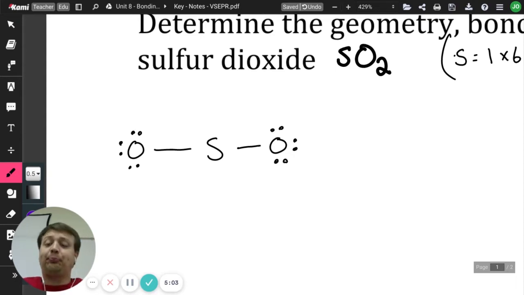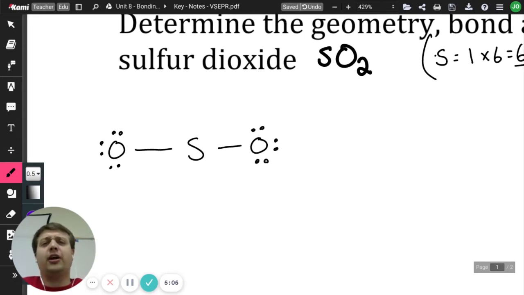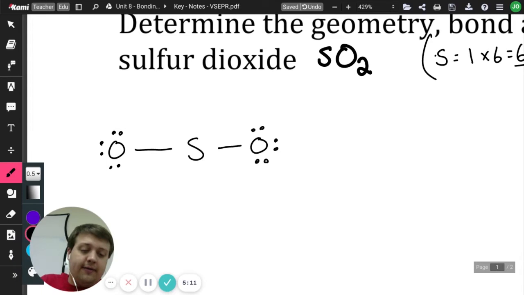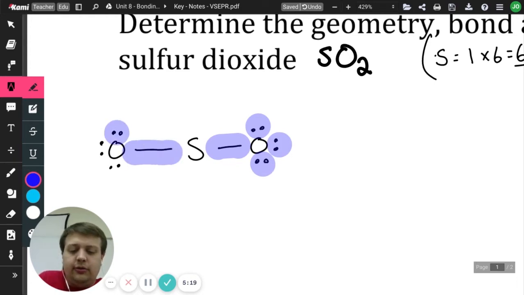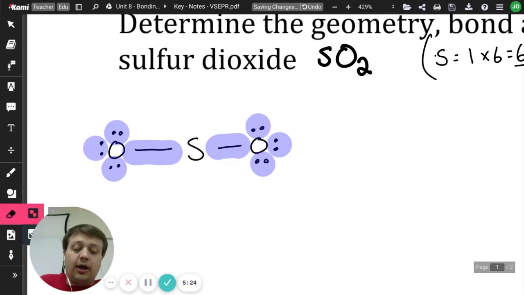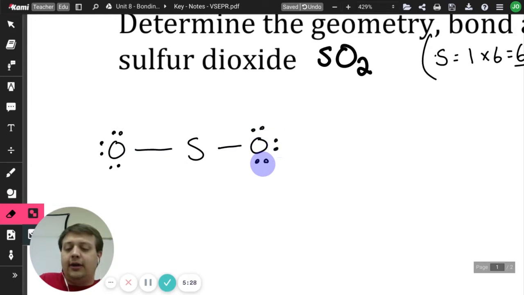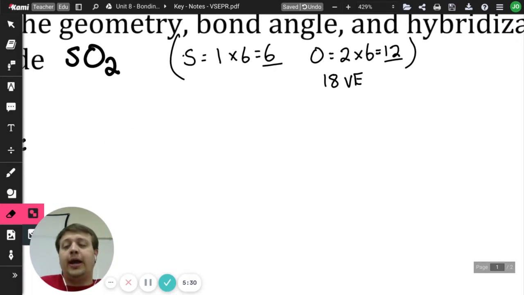Now, before we check our central atom, let's count up our electrons. Let's see how many we have. So I have 2, 4, 6, 8, 10, 12, 14, 16. So I have a total of 16 valence electrons. Now, looking back at our original, we're supposed to have 18.